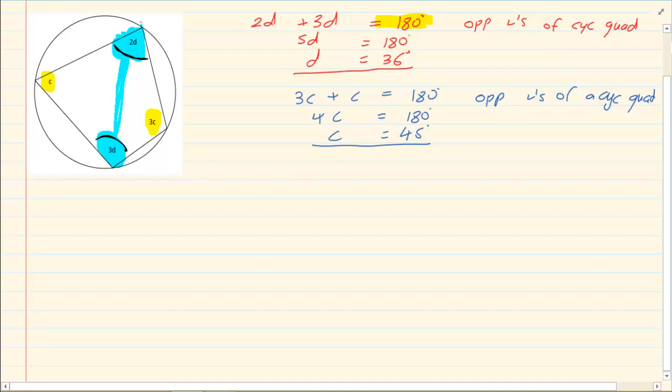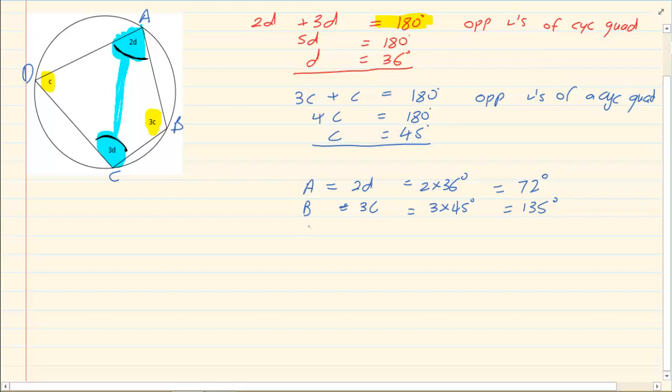Now if they continue and they say, okay, give us the value of A, B, C and D. Then we know A is equal to 2D, which would mean it's 2 times 36 degrees, which will give us 72 degrees. B is equal to 3C, 3 times 45 degrees, which is equal to 135 degrees. C is equal to 3D, which will be 3 times 36 degrees, which equals 108 degrees.